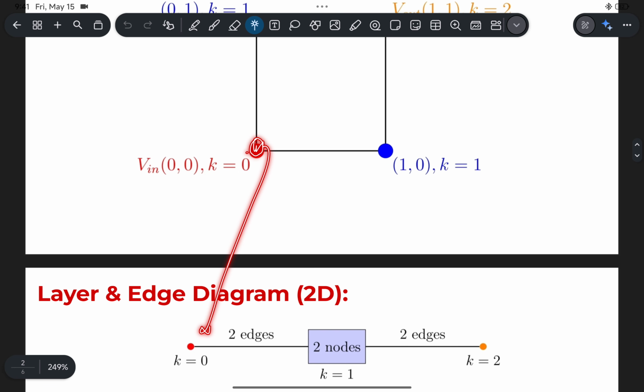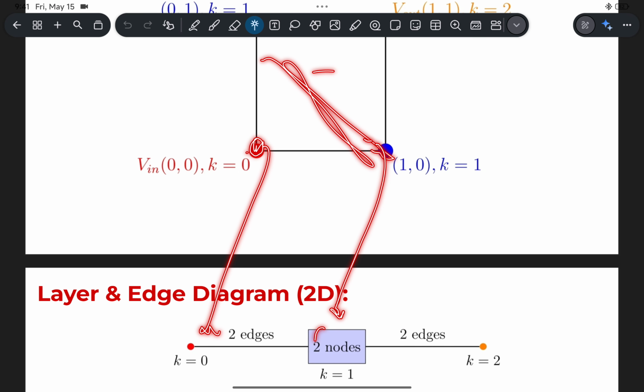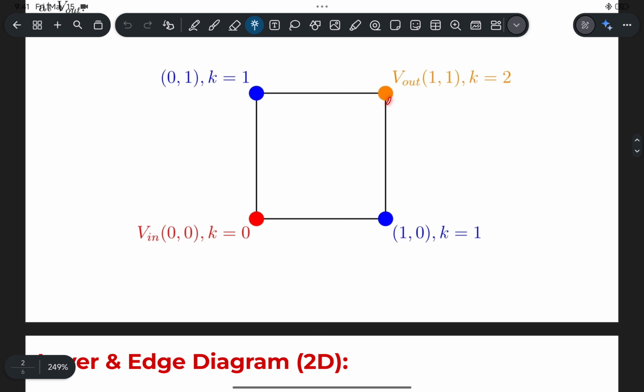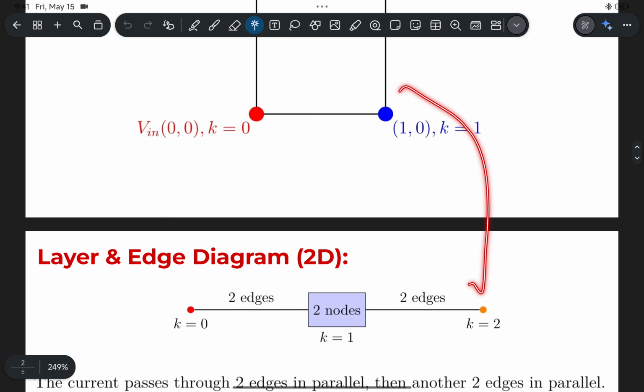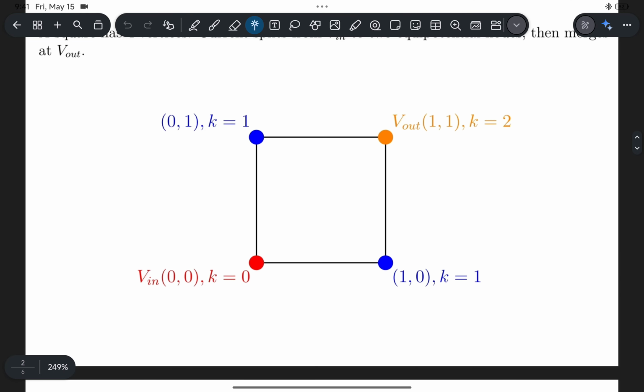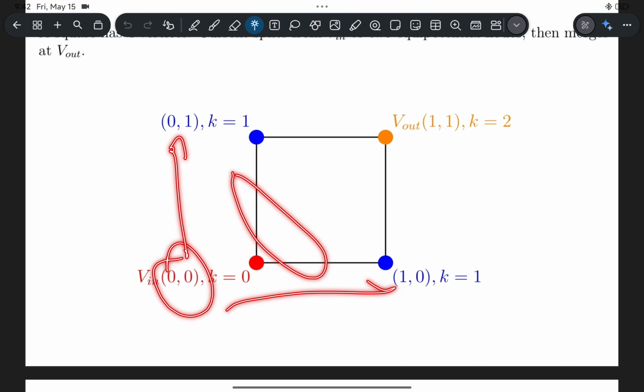This point I have kept here, and these two equipotential points, the blue ones, are these two nodes I have merged because they are anyway at the same potential, and this one we have kept at the last. So if you observe, two edges and two edges. And one more thing you have to observe here: from 0 to 1, two edges came. You can also treat it like this.